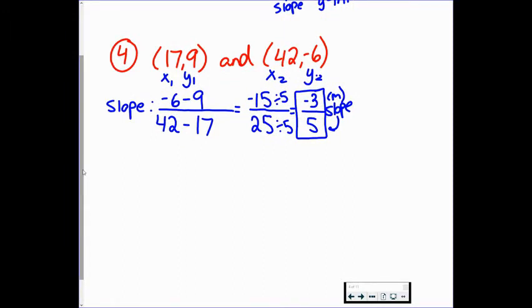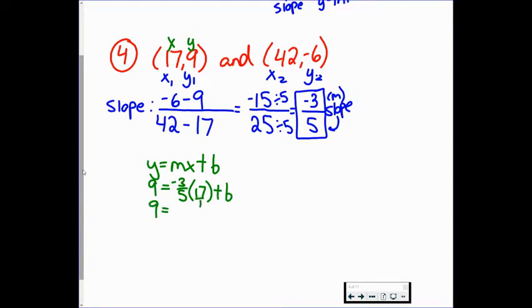But we still need to go find b, right? You need to know m and b. We found m, now we need to go find the y-intercept using the slope and one of the ordered pairs they gave to us. I'm going to use this ordered pair. y is 9, m is -3/5, and 17 is x. Now you're just going to do the math here.